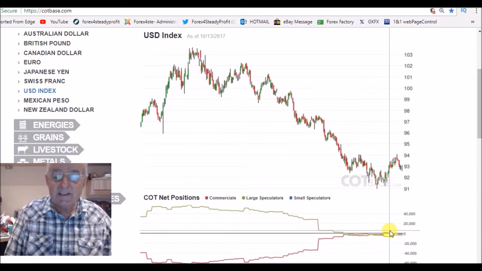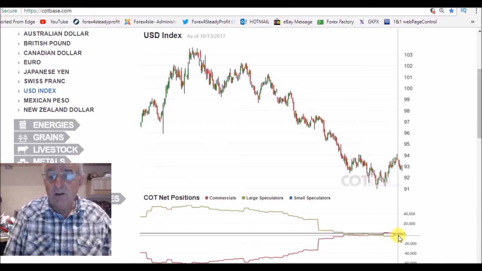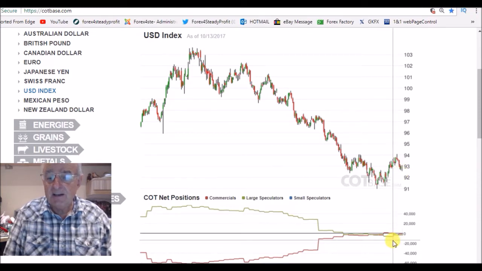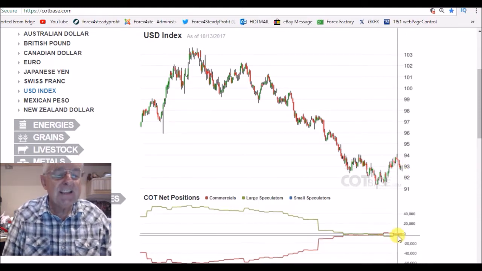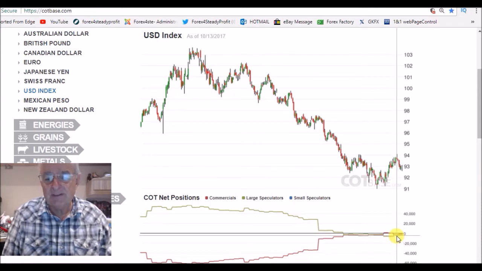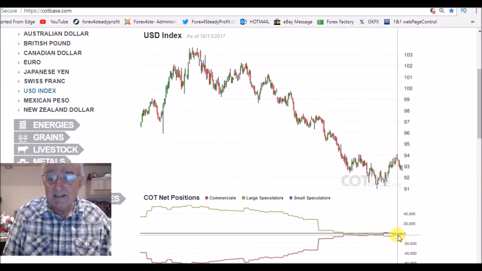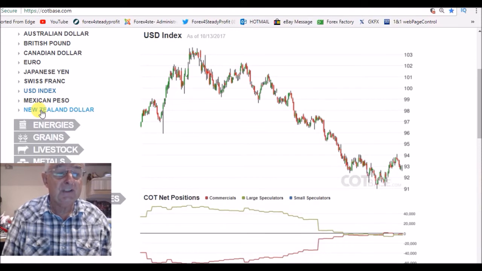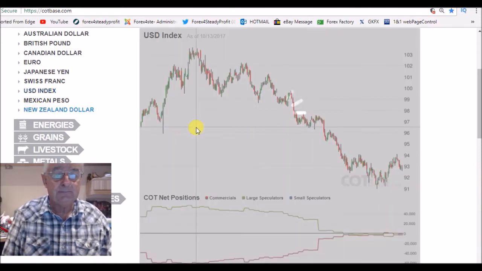Right, this is the USD index. We've seen a little bit of a pullback in the rise of the dollar last week. There was some news seen as bad, but I didn't see it quite that bad. But the market read it as bad news. We've seen a little bit more bullishness come through for the commercials on this. I don't have a chart for it, so we'll just continue with the New Zealand dollar.